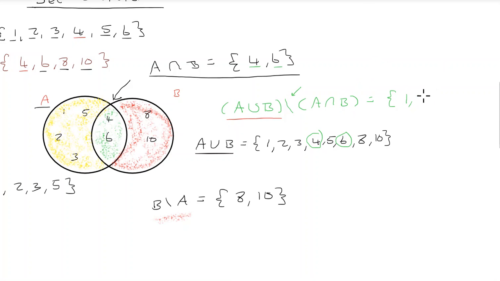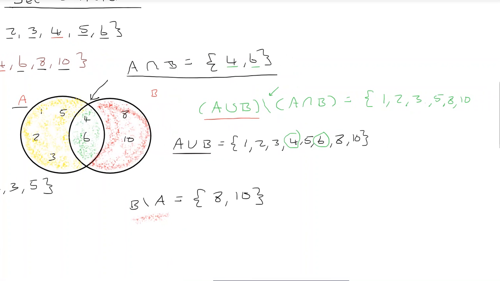So it'll be 1, 2, 3, 5, 8 and 10. So that's what that looks like.